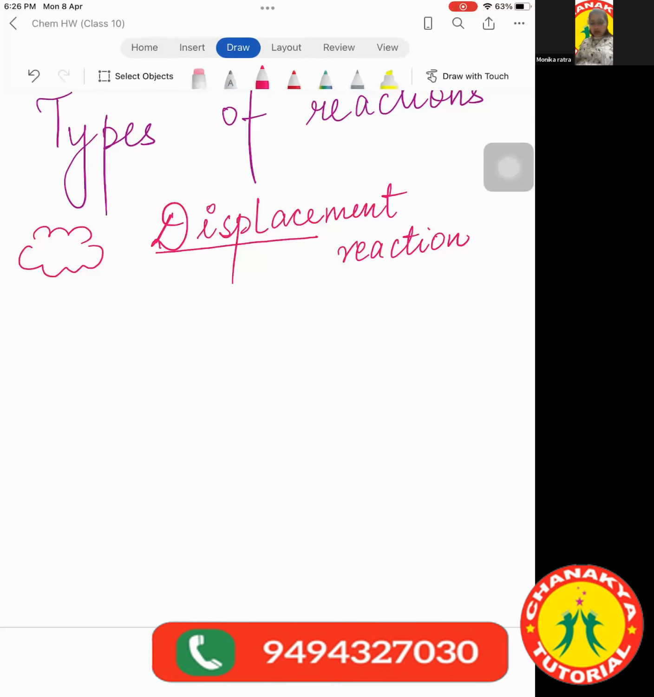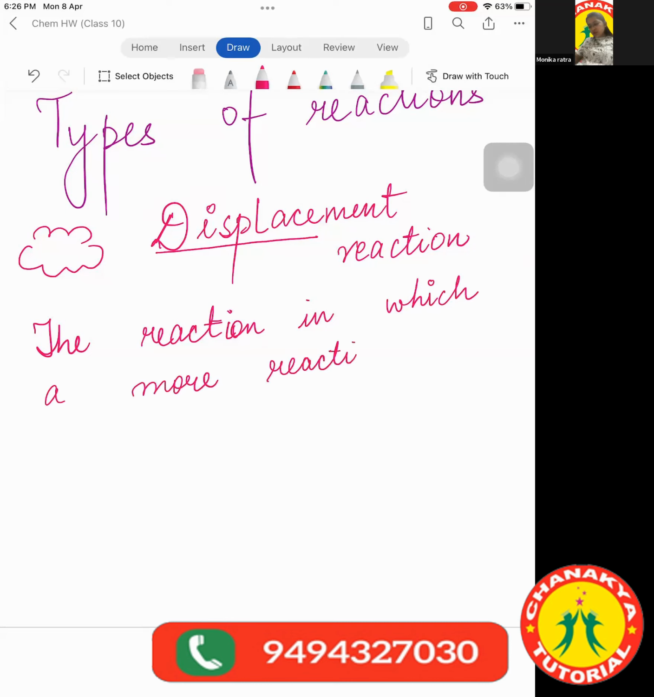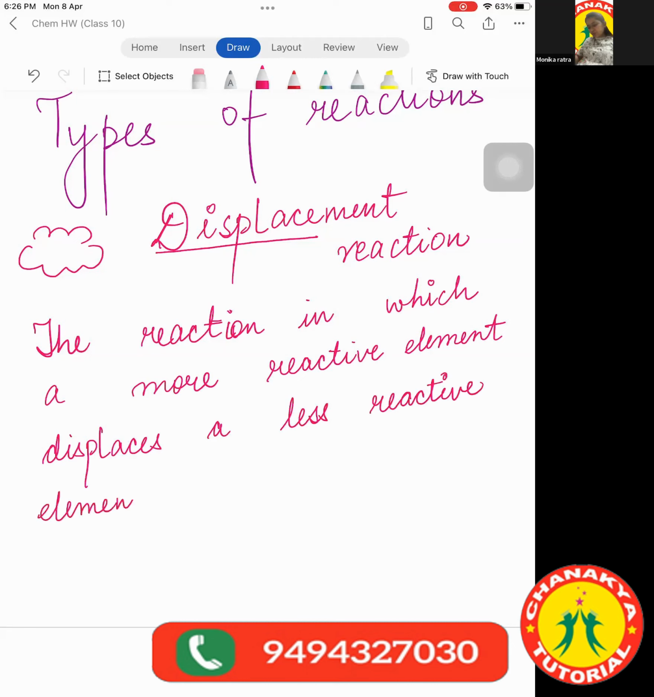Okay, so children, displacement reaction. It is the reaction in which a more reactive element displaces a less reactive element from its salt solution.